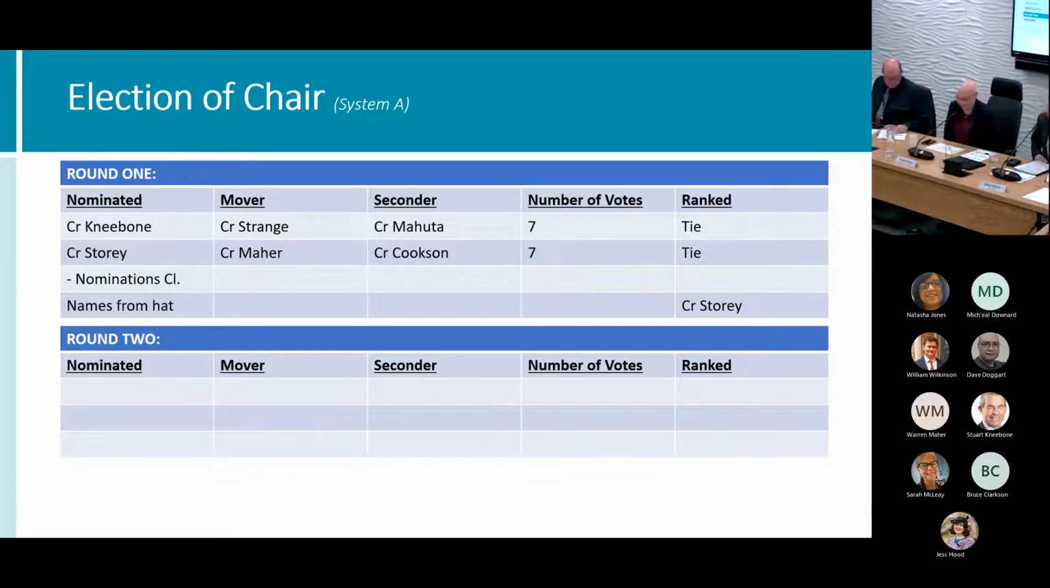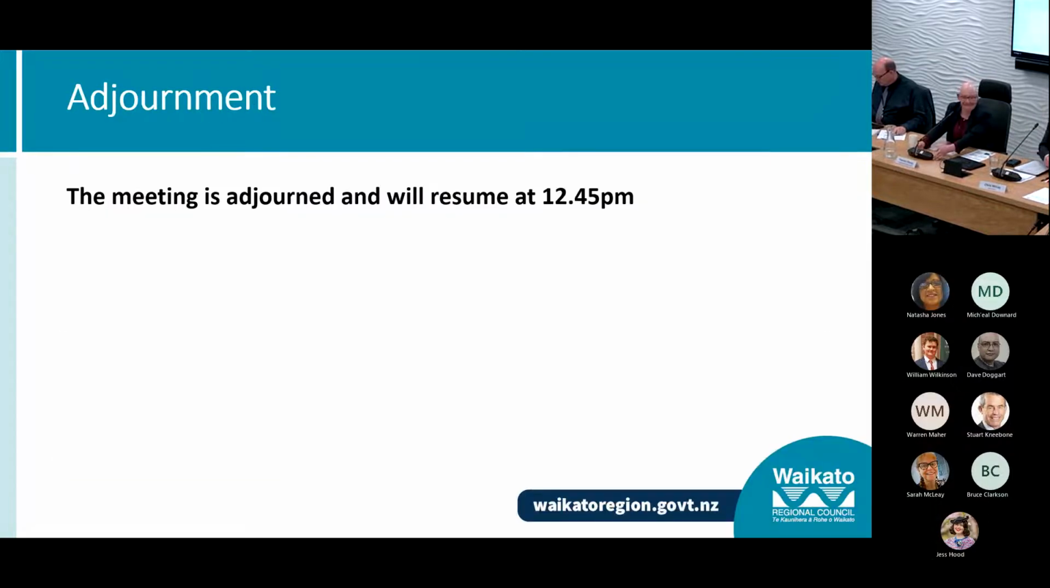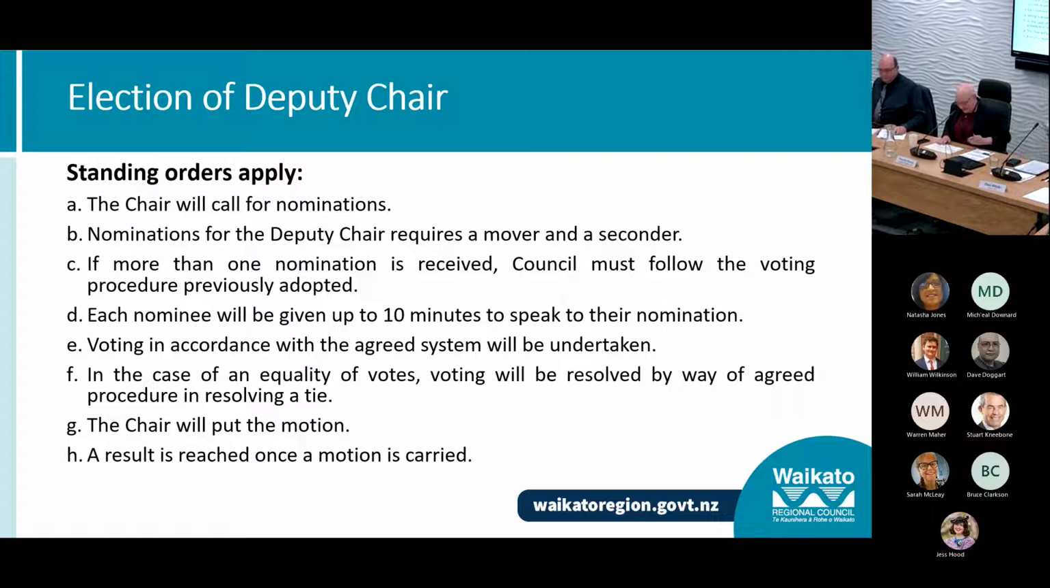And Chairperson Story, the agenda is now yours to run. Thank you, Chris. All right, we will now move on to the election of the deputy chair. Molly, did you need to add any further information, or is it a similar process?